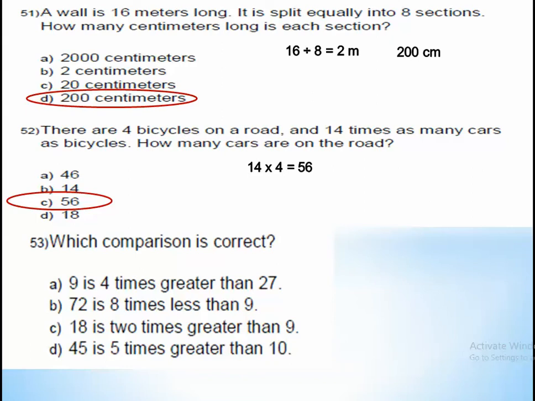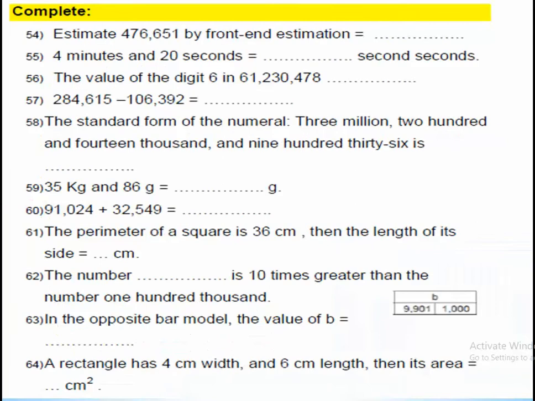Okay, which comparison is correct? 9 is 4 times greater than 27. No, because 4 times 9 does not give us 27, and this order is wrong. The right one is letter C. 18 is 2 times greater than 9, and this also is not in the material for the exam.